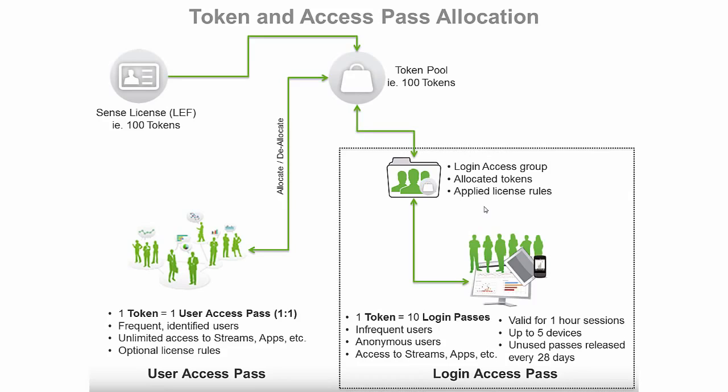Also note that when a login access pass is used, it is not freed up and returned to the login access group until 28 days later. So this is allowing you to throttle the type of usage within the environment. Understanding once again that if you notice that your pool of login access based off your tokens is used up, you have an option to either allocate more tokens to assign more login access passes or assign the appropriate usage based off of the patterns that you've noticed.